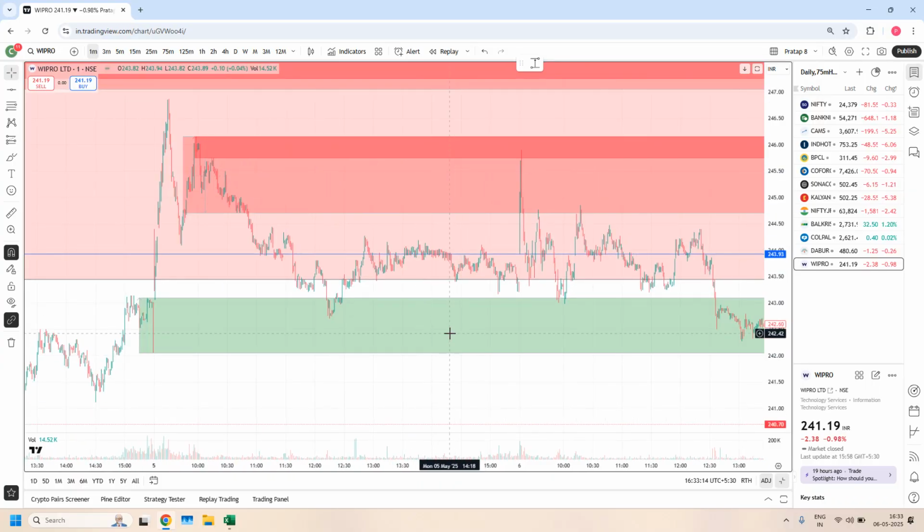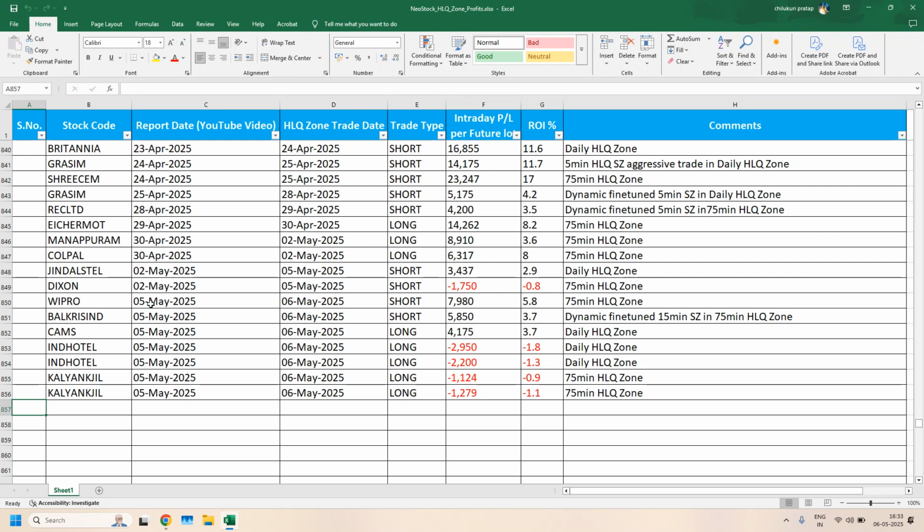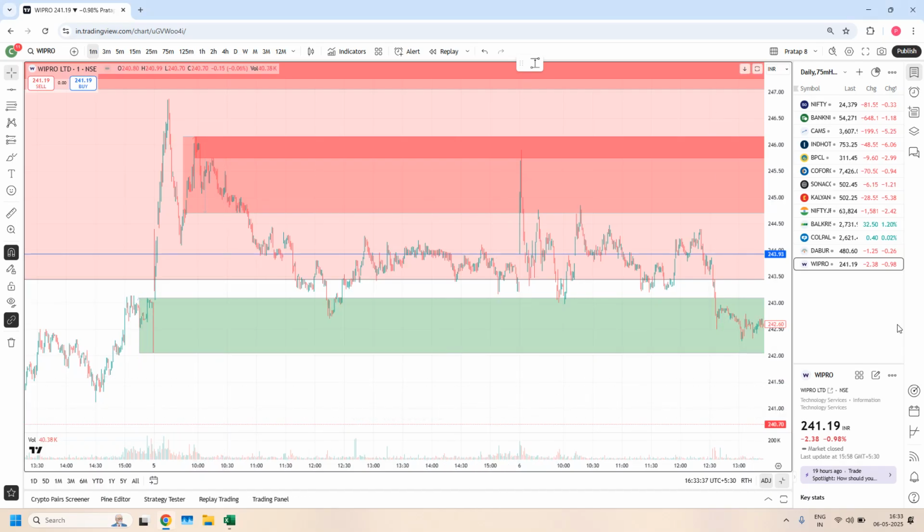Okay, so this is the way Wipro has given a profit today, 7,980 rupees profit, which is 5.8% ROI. And today one more dynamic fine-tuned 15-minute zone was created. Yesterday I missed Wipro in my analysis, but today I did not miss it. Let us look into Balakrishna Industries.